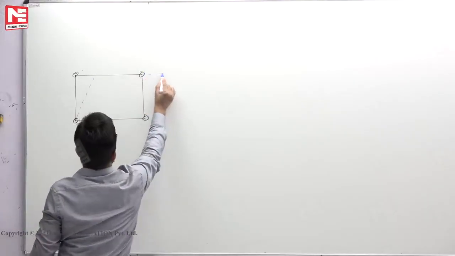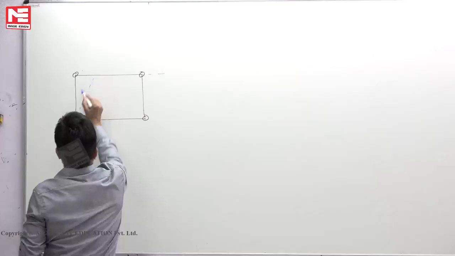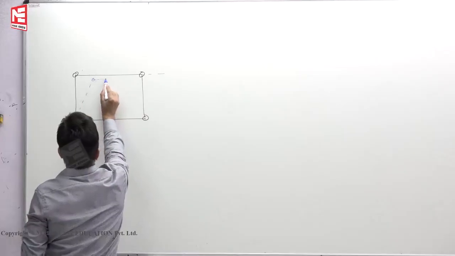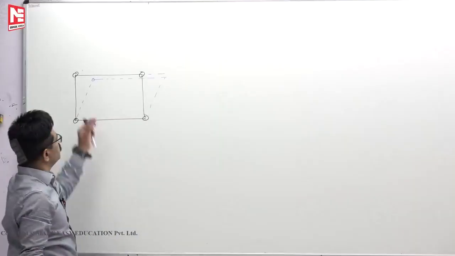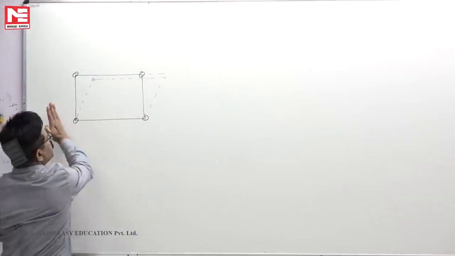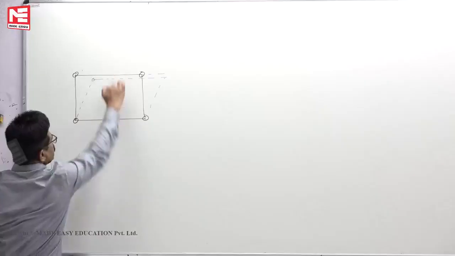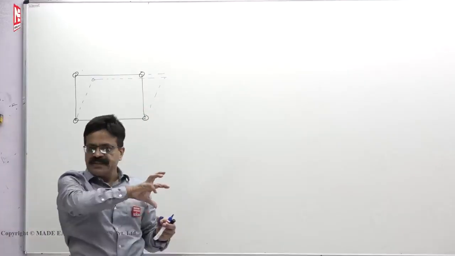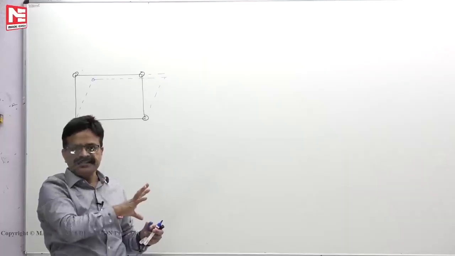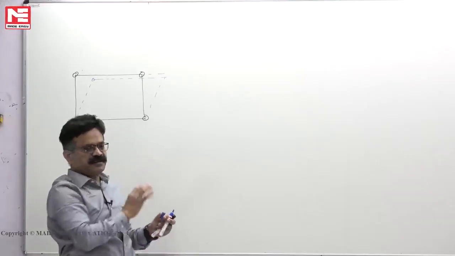So easily it can take this shape, or because it is taking like this, it will come down. Like this it can take up, just push it, it will come down. To facilitate this rotation, it will come down. So it will take this position. So that means it is a mechanism. Mechanism means the structure is unstable.